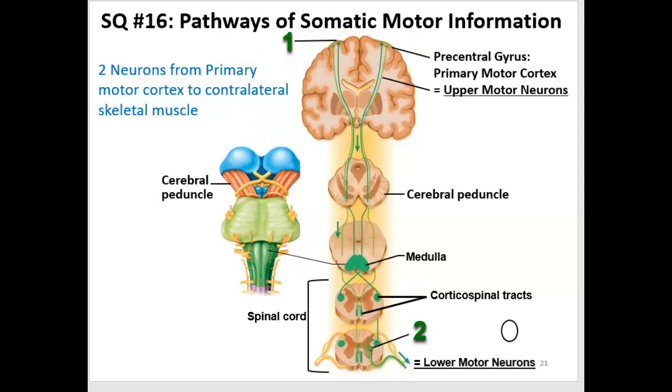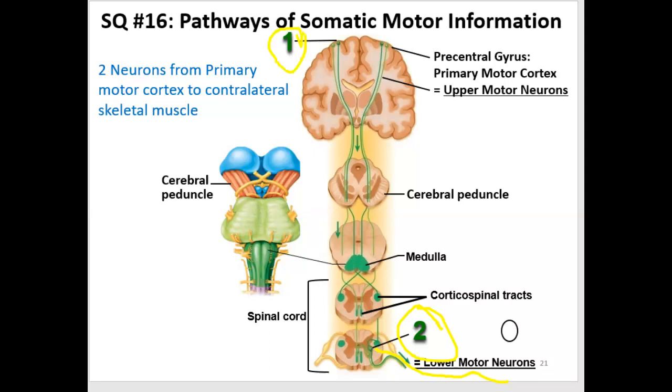And then eventually it synapses on another neuron in the gray matter. It doesn't really matter which horn it's in for us. We don't really care. It's in one of the horns. And then there's another neuron that travels out the spinal nerve. So there are only 2 motor neurons in a pathway of motor information.